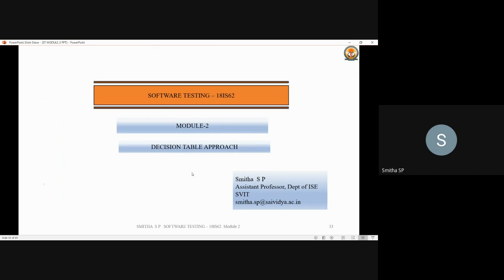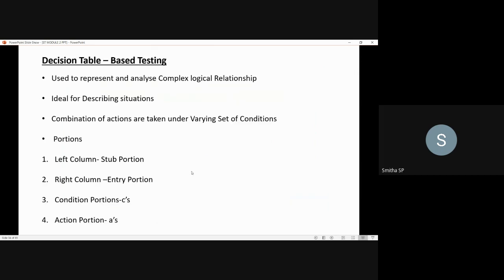So we'll start with the concept, decision table based testing. What is it? It is a kind of approach to carry out the testing process. We will use it to represent and analyze complex logical relationships. We will make use of decision tables to analyze the complex logical relationships. It is ideal for describing situations where a combination of actions is taken under a varying set of conditions.